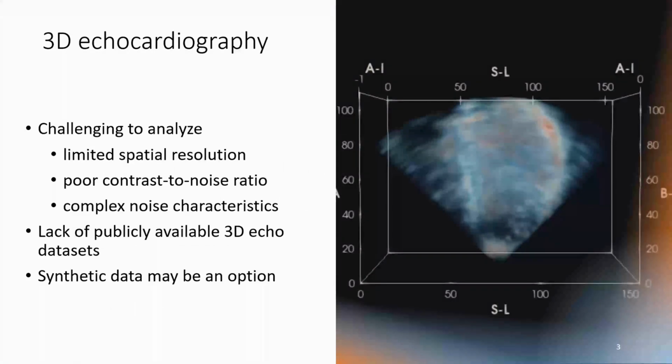In terms of 3D echo, it is more challenging to analyze. You can see the image here. The quality is not so great. You can practically delineate the left ventricle here, but most of the time you will have some error. This is because of the limited spatial resolution, poor contrast to noise ratio, and complex noise characteristics. Because of this, we need a lot of data to train a deep learning model to produce, let's say, a segmentation in a more reliable manner. However, it's not available, so we can probably use synthetic data.